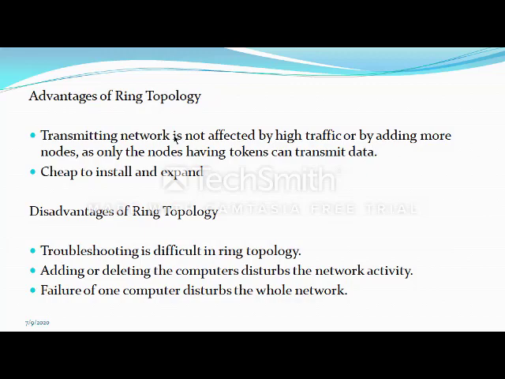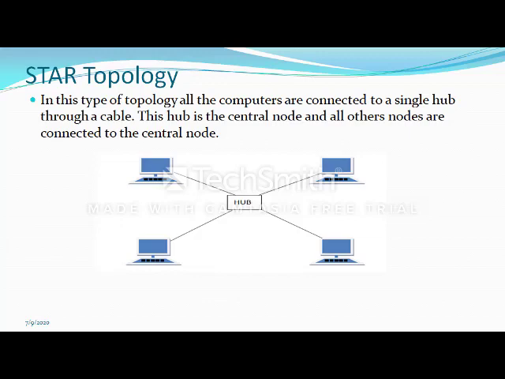What are the disadvantages? Troubleshooting is difficult in ring topology. Adding or deleting computers disrupts the network activity because each and every node is connected side by side. It disturbs the other network activity. Failure of one computer disturbs the whole network.